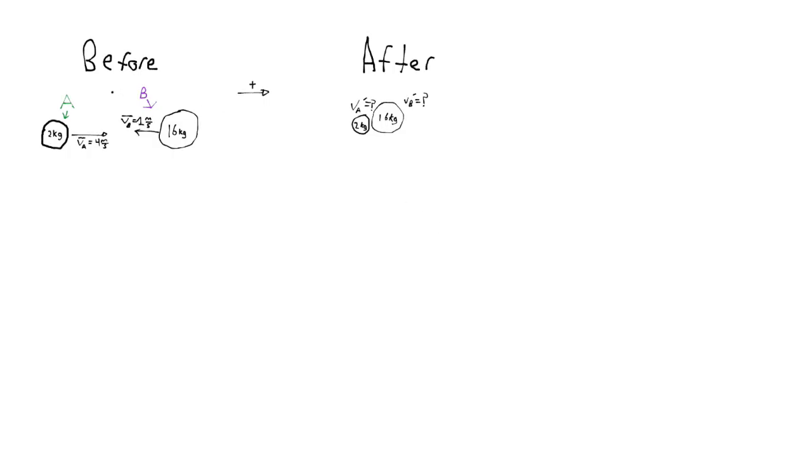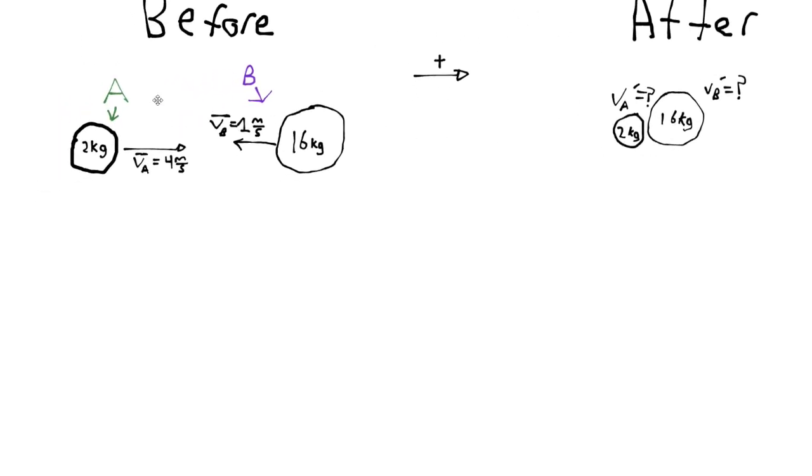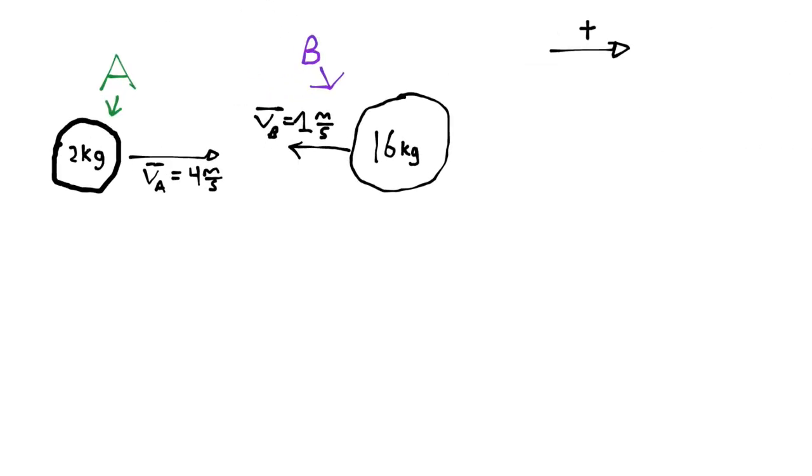Okay, so let's do the first problem here. I drew it out right here. Whenever you're doing a problem like this, you'd want to have a before and then an after drawing, so you can keep track of everything. This is the before one right here. I set block A to be the one that weighs 2 kilograms and block B to be the one that weighs 16 kilograms. So I have the velocity here.